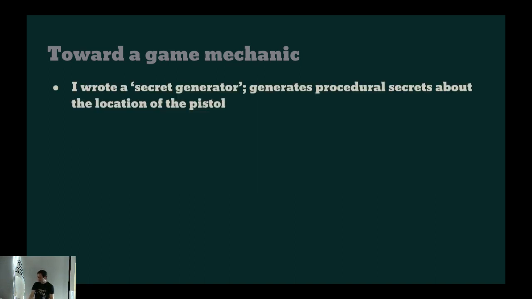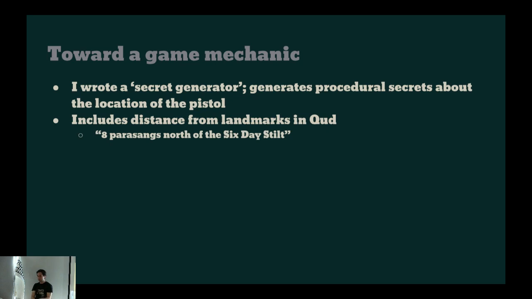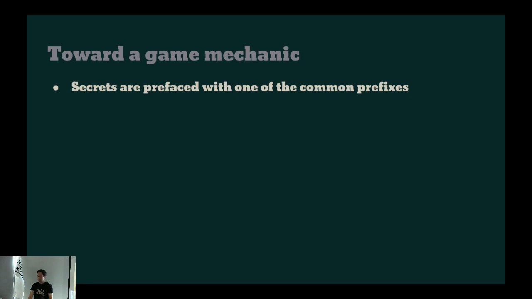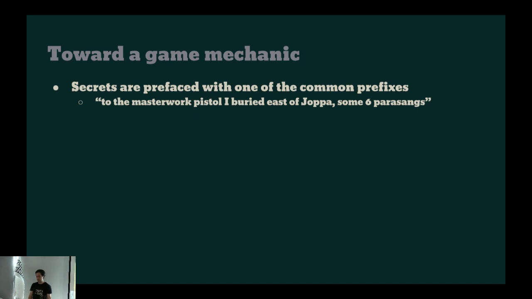So I wrote a secret generator that generates English secrets about the location of the pistol, and all the secrets take the form of distances from static landmarks in the world of Qud. There are things like 8 parasangs north of the 6-day stilt, or east of Joppa some 6 parasangs. A parasang is a unit of measurement equal to about 1 world map tile. The secrets are prefaced with one of those common prefixes, like to the. This is an example of a secret: to the masterwork pistol I buried east of Joppa some 6 parasangs.